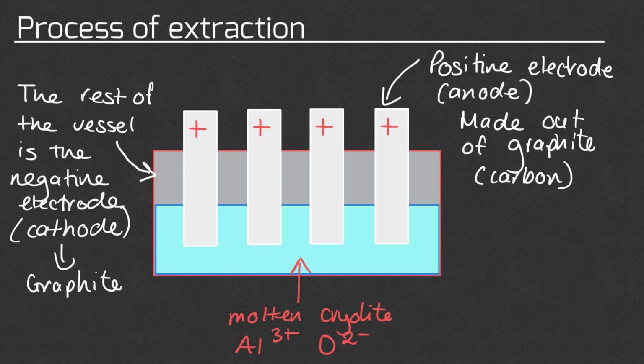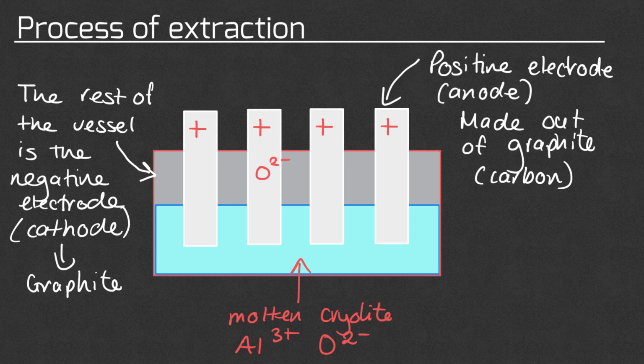And then our electrolyte is this molten cryolite, which contains aluminium ions and oxygen ions. So the positive aluminium ions are attracted to the negative electrode, which is the walls of the container. They'll form aluminium metal on the walls of the container, fall to the bottom, where they're then siphoned off and collected. The oxygen ions are negative, so they will move to the positive electrode. Now, it will form oxygen gas at the positive electrode.